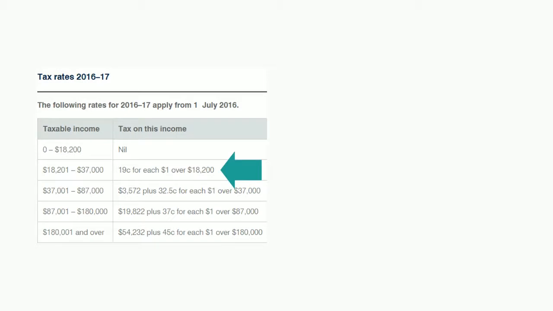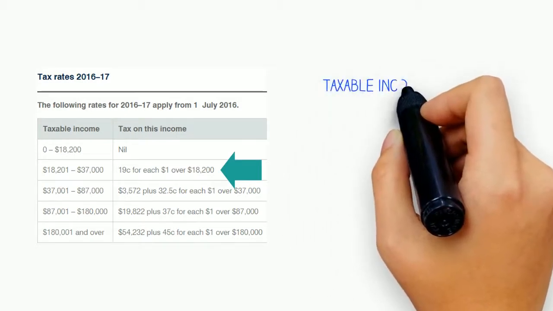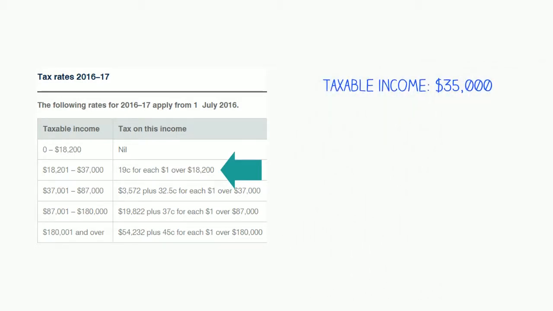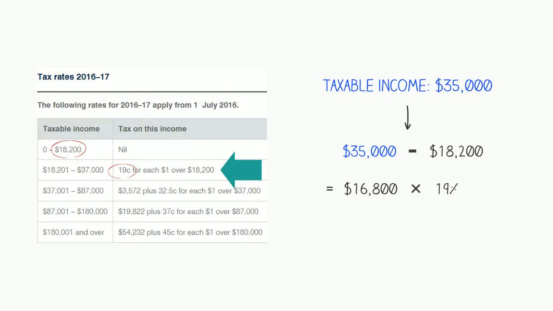If, for example, your taxable income for the year is $35,000, you take the highest number in the previous tax bracket, which is $18,200, and subtract this figure from $35,000. You then need to apply the tax rate mentioned in the table, which is 19%. The resulting amount would form your tax liability.